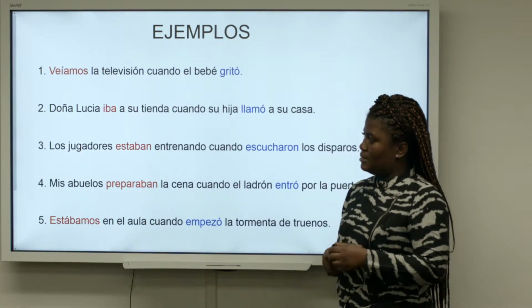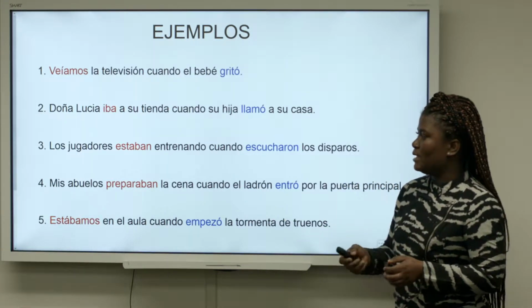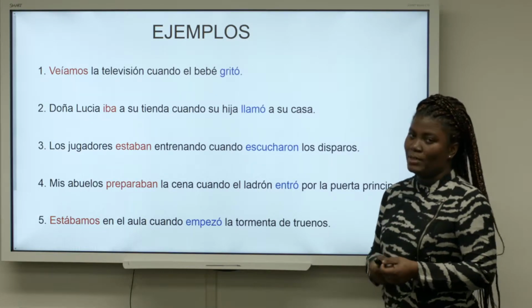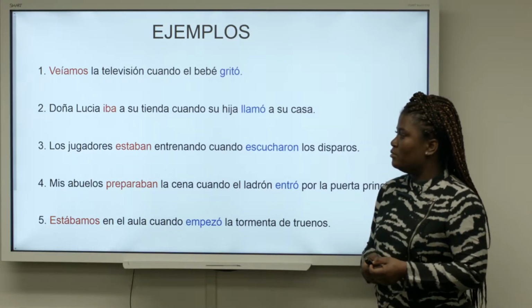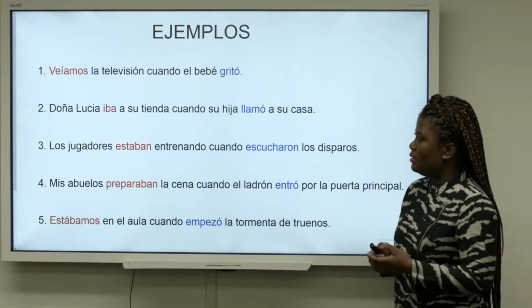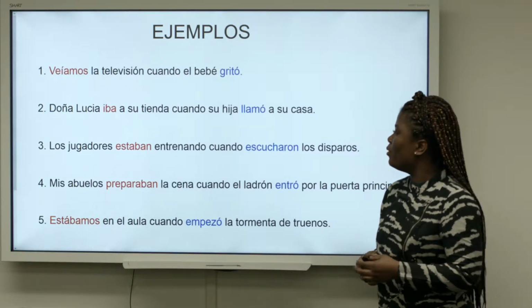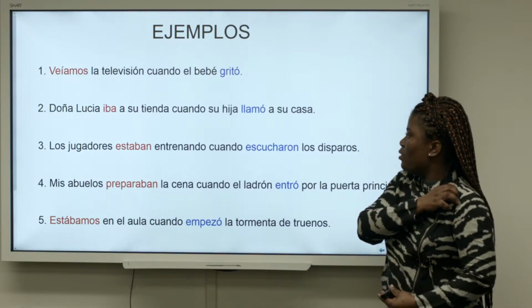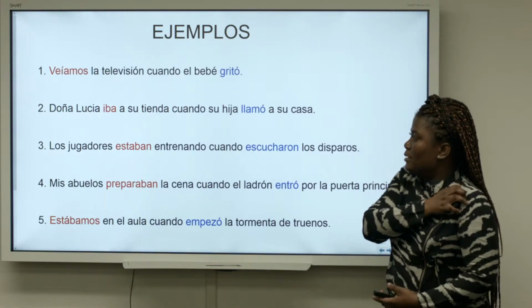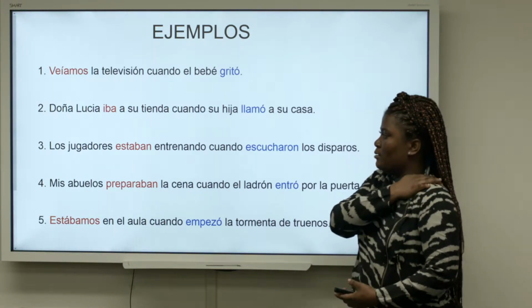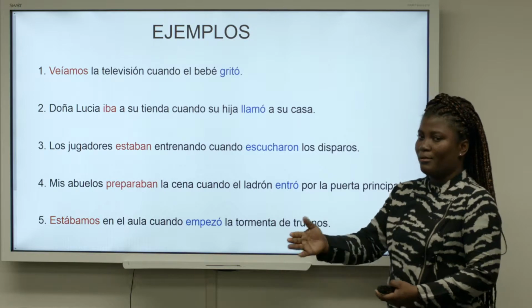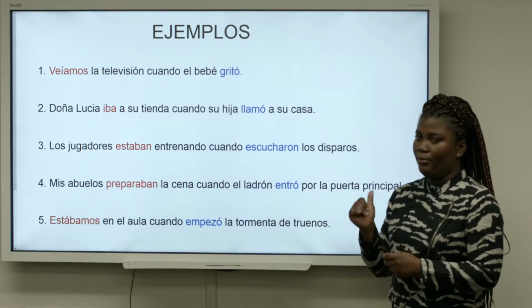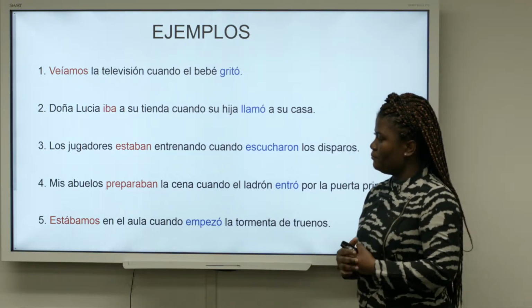Now the second sentence, Doña Lucía iba a su tienda cuando su hija llamó a su casa. So Madame Lucy was going to her shop when her daughter called her house. The action ir is what was in progress before the call came through in her house.